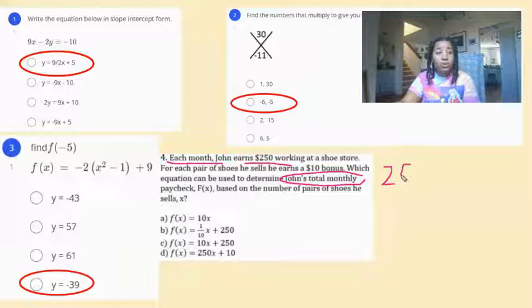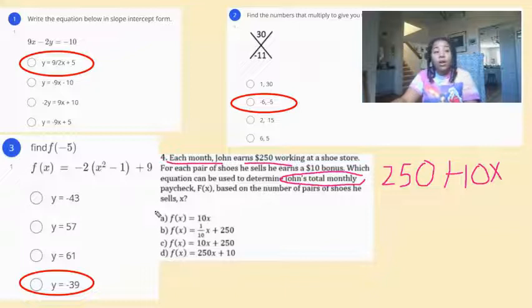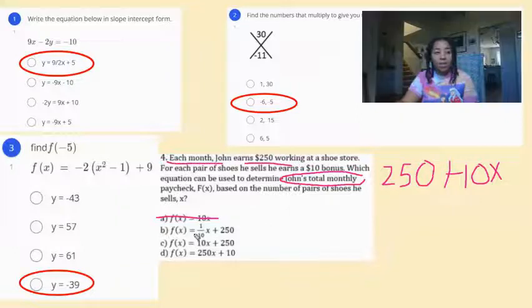So we have our $250 flat fee. That's what you get for me being in the store every day. Plus $10 for each pair of shoes he sells. So $10 is going to represent 10x. Now we've got to figure out which one of these works with that. It's definitely not this one because there's no starting point here. This is just 10x, so that's not going to work. Not 1/10. Oh my God, he's losing money, so that's obviously not going to be it.